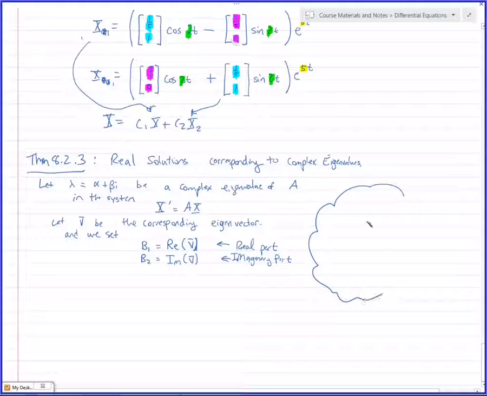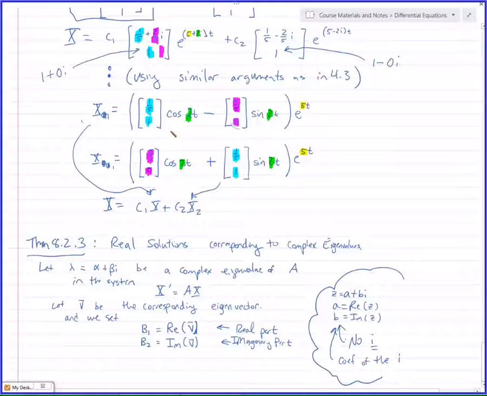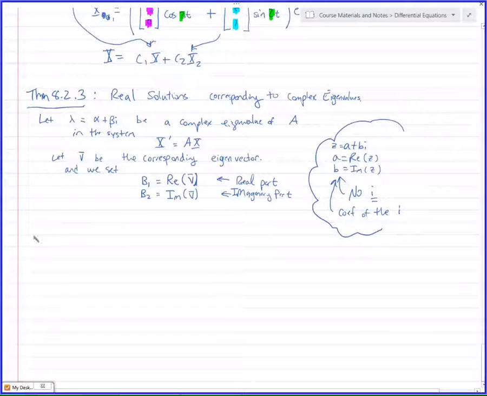If you need a refresher, if you have A plus BI, remember that A is the real part. If that's Z, that's the real part of Z, and B is the imaginary part of Z. Remember that this has no I in it. It's the coefficient of the I. So when I say imaginary part, I mean I'm stripping off the I and just taking the things that have I's. That's why the purple up here was 2/5 and 0. That's the imaginary part of the eigenvector. The blue is the real part of that eigenvector. Does everybody see what I'm talking about?